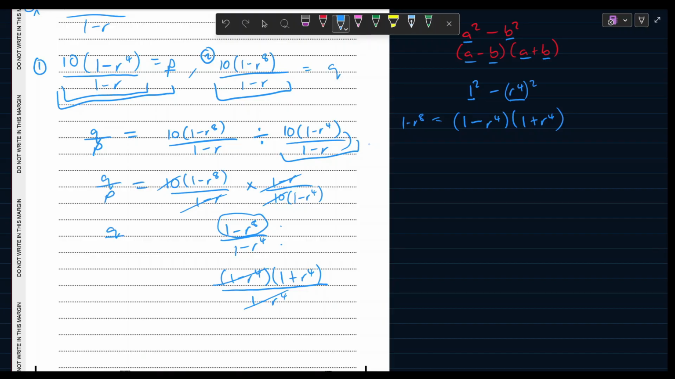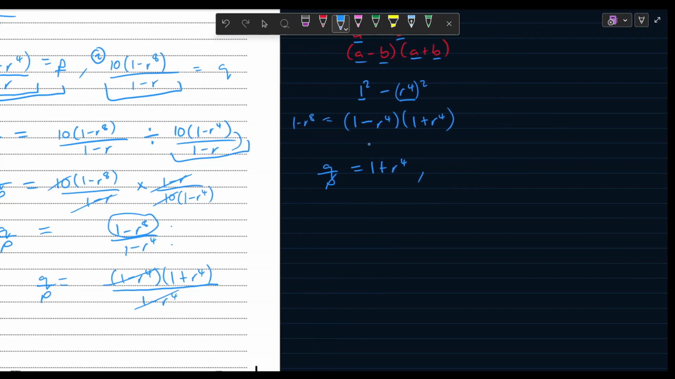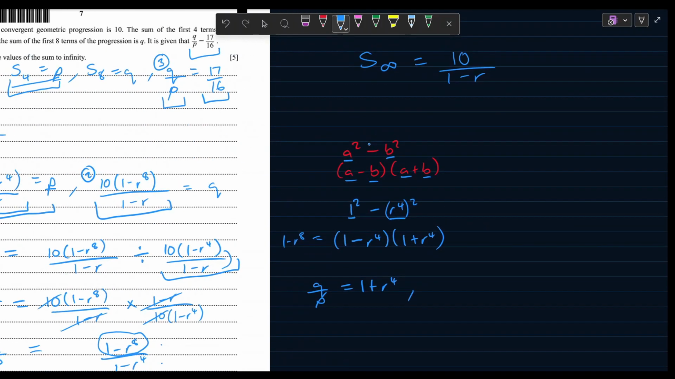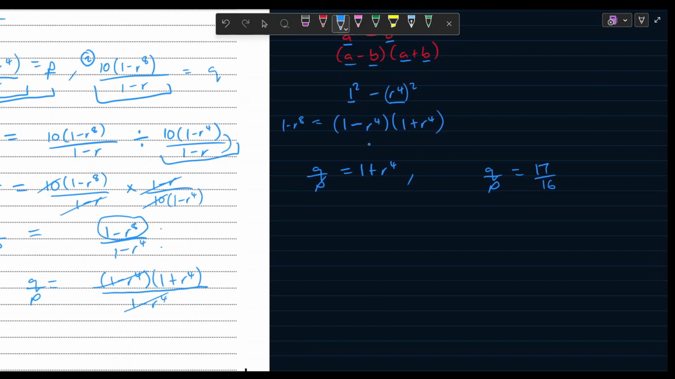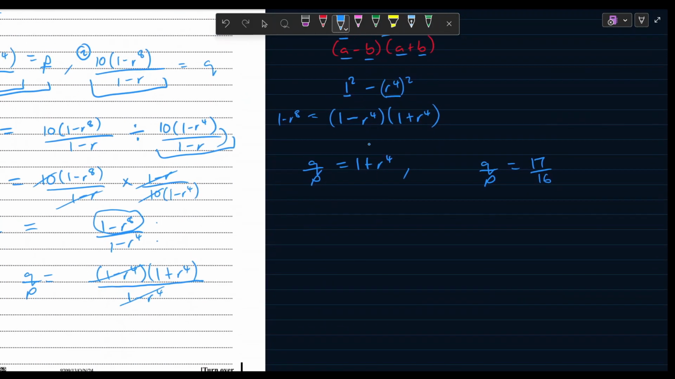And remember, all of this is just an expression for Q over P. So this is Q over P, this is also Q over P. So we are saying that Q over P can be written as 1 plus r to the 4. But we also know that Q over P is equal to 17 over 16. And so as a result, it means that 1 plus r to the 4 is equal to 17 over 16.